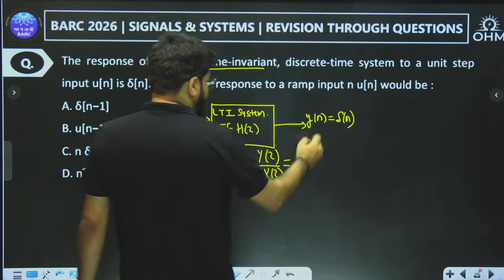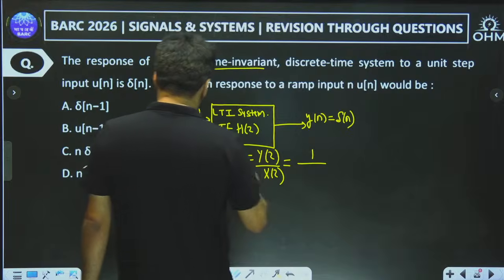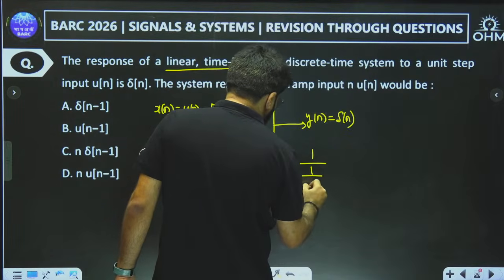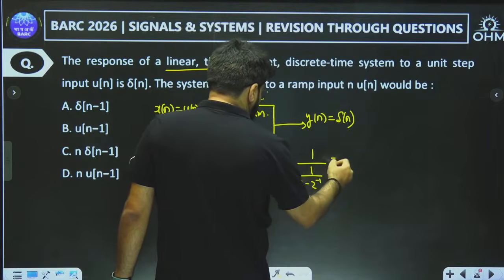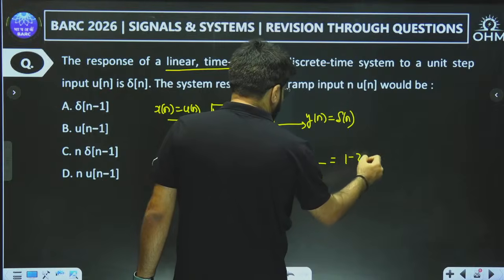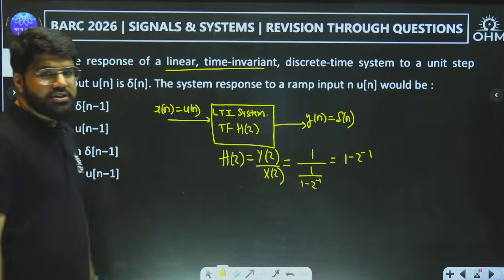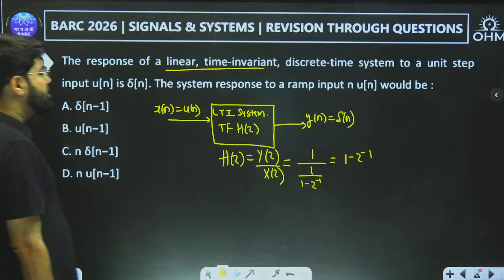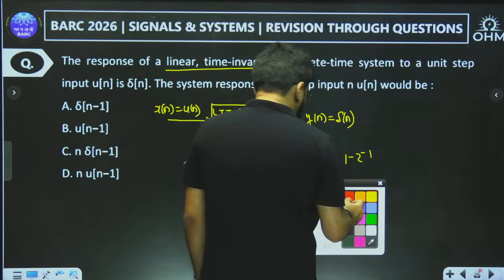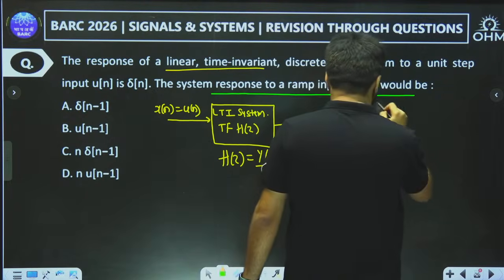What is Y(z)? The transform of impulse is 1. The transform of the unit step signal is 1 upon 1 minus z inverse. So when you solve this, reciprocal of reciprocal, you will get 1 minus z inverse. This is the system transfer function. Now what is the system response to the ramp input? This is the second scenario.